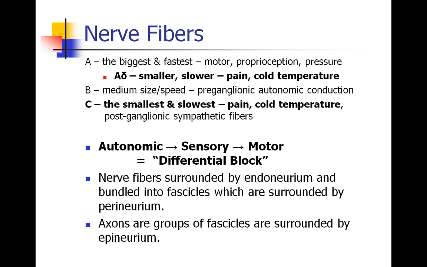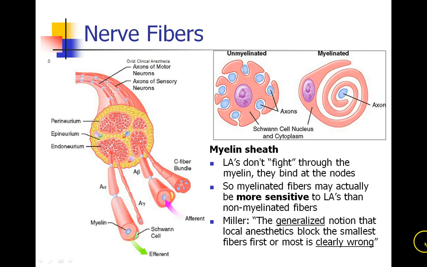Part of this can be understood by looking at the structure of a nerve fiber. Nerve fibers are surrounded by a substance called endoneurium and then bundled into fascicles, which are surrounded by a substance called perineurium. And then the fascicles are grouped into axons, which are surrounded by epineurium. Here we are looking at a diagram of an axon. And first we see different nerve fibers. We see C fibers, and we see A fibers. The fibers are surrounded by a substance called myelin.